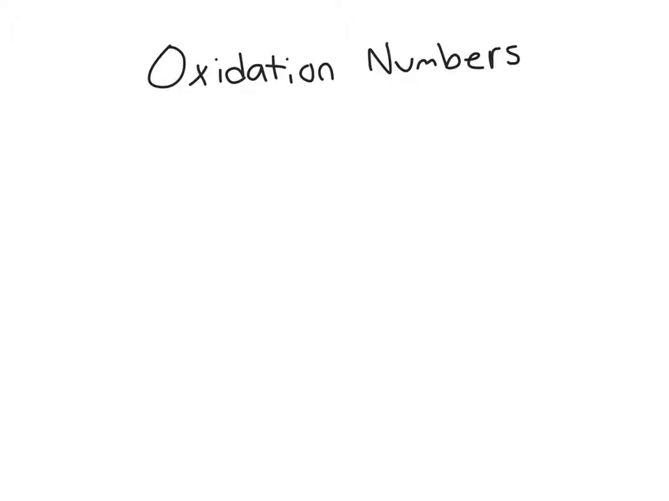So there are several rules to follow when assigning oxidation numbers. And depending on what book, what video, what teacher you have, those rules can be a little different. So I'm going to go through the rules that I use and show you with examples how I assign oxidation numbers. The first rule is with a pure element. Pure elements are always zero.